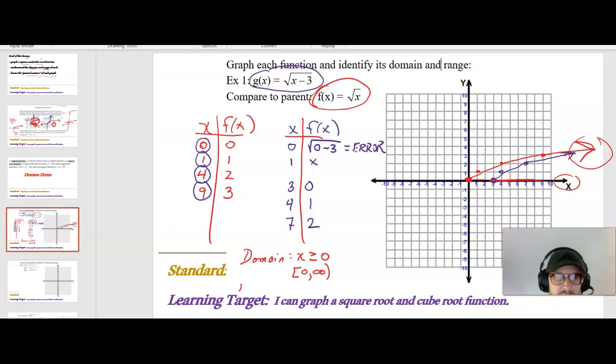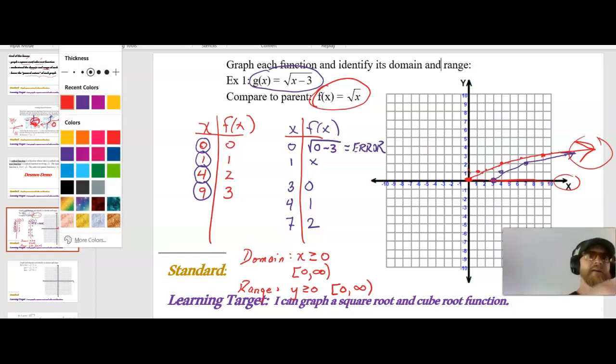The range of the original square root function, the parent graph, is going to be all y values greater than or equal to 0, or also 0 and up forever. This curve goes up forever, so it includes all y values above 0.